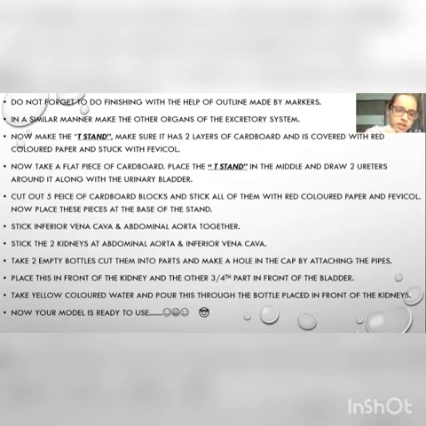And then stick inferior vena cava and abdominal aorta together, and then stick the two kidneys around the inferior vena cava and abdominal aorta. You'll see it in the video ahead. Then take two empty bottles and cut them into parts and make a hole in the cap by attaching the pipes. Place one part in front of the kidney and the other three-fourths part in front of the bladder. Then take yellow colored water, which you can see over here, and pour this through the bottle placed in front. You'll understand these steps in this video further.